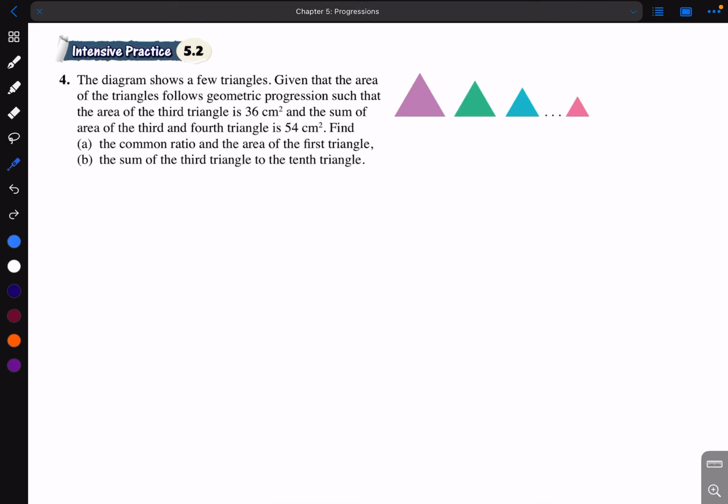Intensive Practice 5.2, Question 4. The diagram shows a few triangles, given that the area of the triangles follow a geometric progression, such that the area of the third triangle is 36.